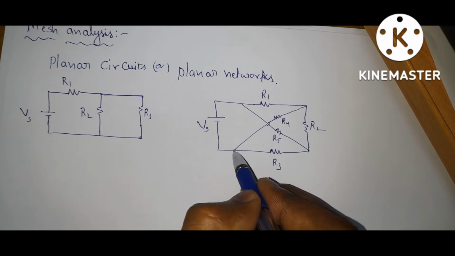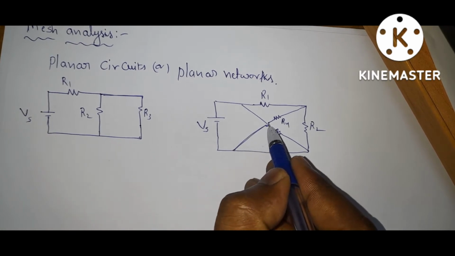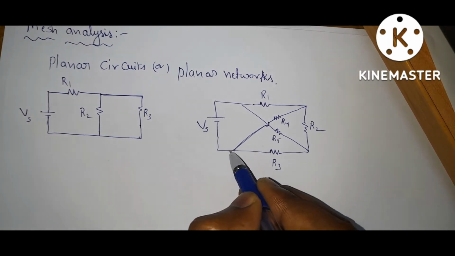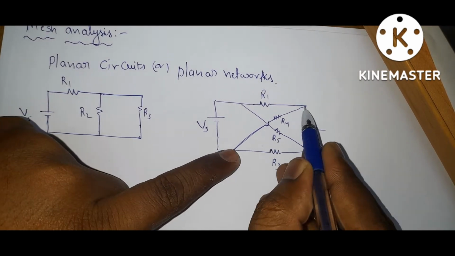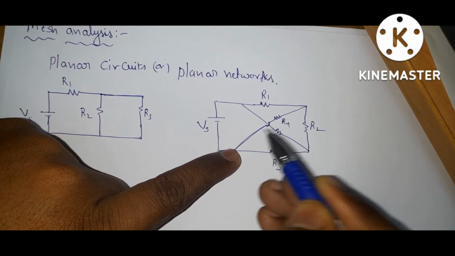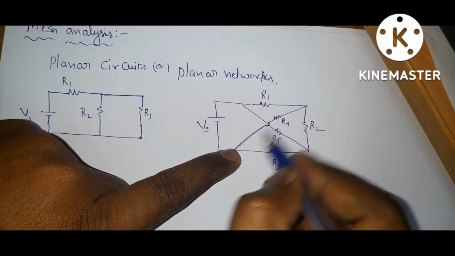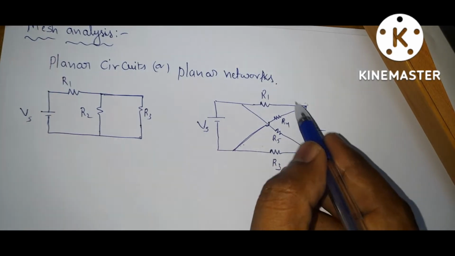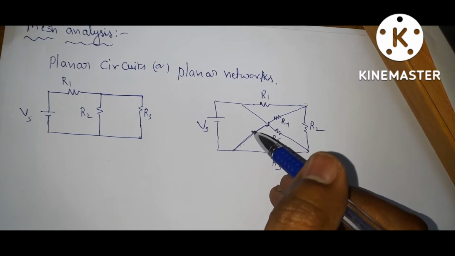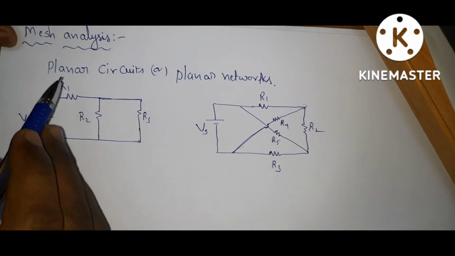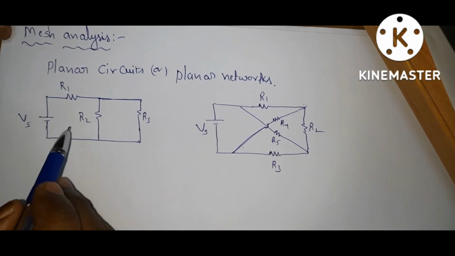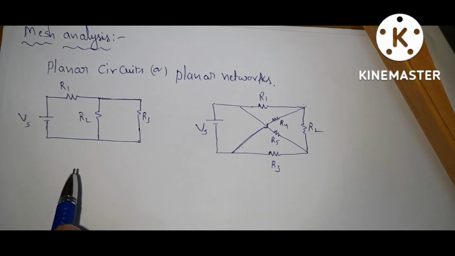But here, if you observe, there is a jump. That means this resistor is connected from here to here in air. It is connected in air, so it is a non-planar circuit. So for this type of circuit, mesh analysis is not applicable. Mesh analysis is applicable only for planar circuits.